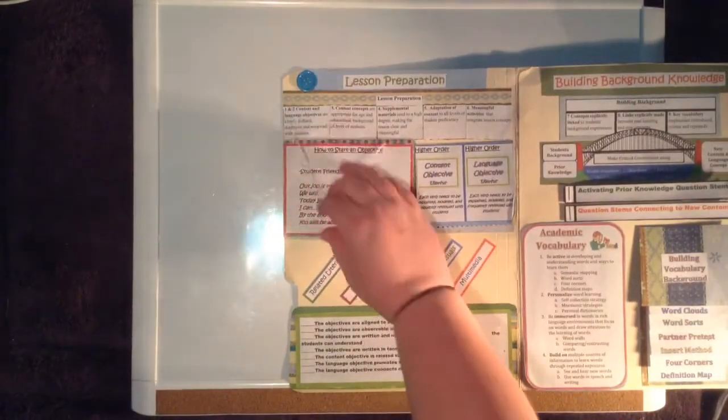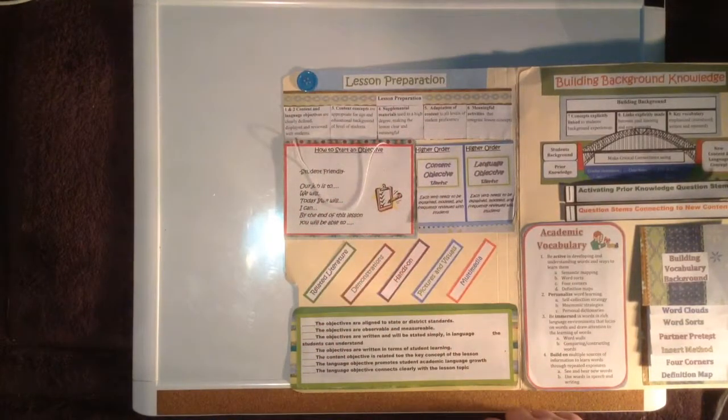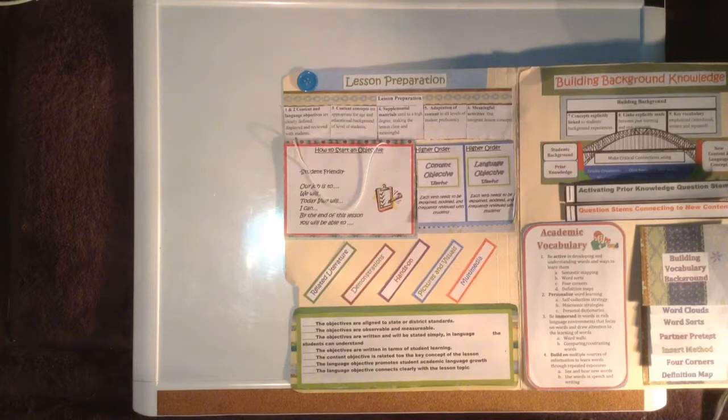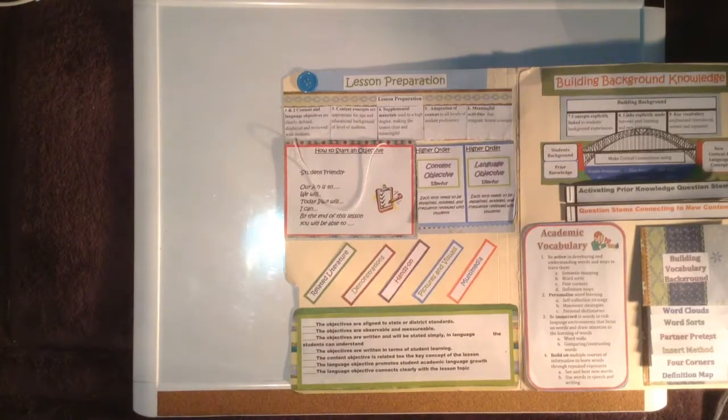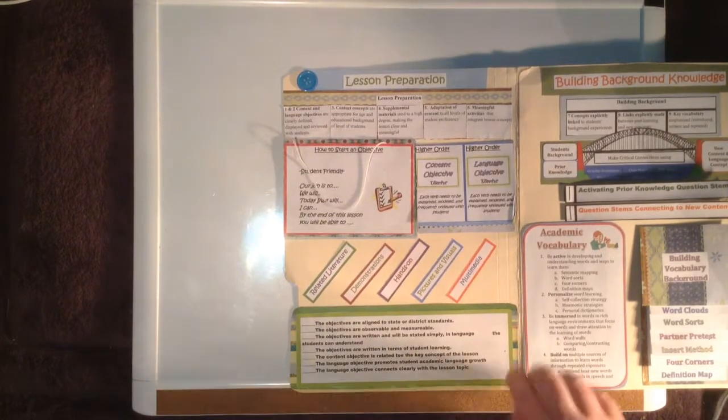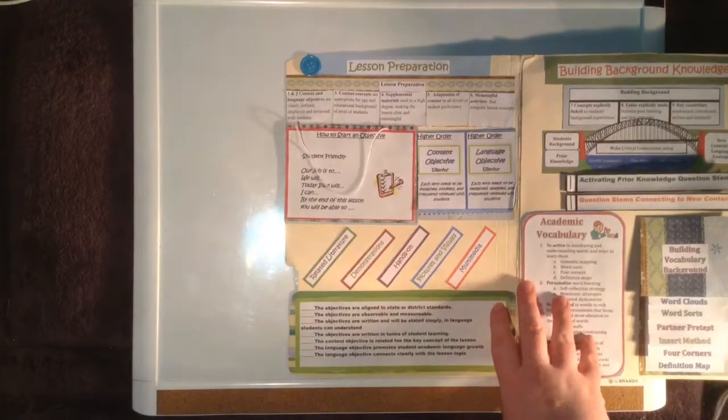So let's get started. Under lesson preparation, you will notice content and language objectives are clearly defined, displayed, and reviewed with students. That's a given. Content concepts are appropriate for age and educational background levels of students. Supplemental materials are used to a high degree, making the lesson clear and meaningful. And the fact that the lessons are meaningful is the most important aspect of a lesson. Adaptations of content to all levels of student proficiency. So you should be adapting your content to the different levels of the students' abilities. Meaningful activities that integrate lesson concepts.